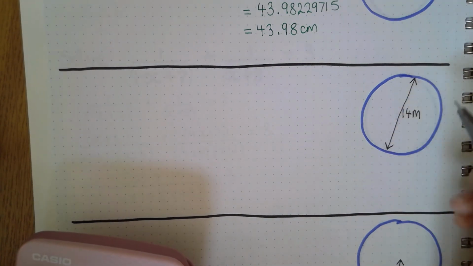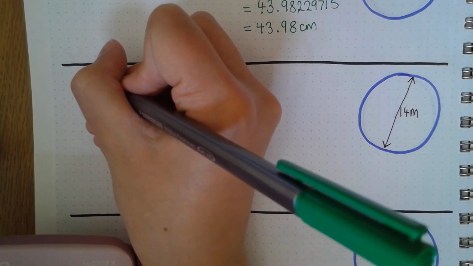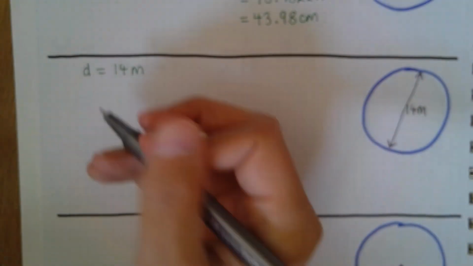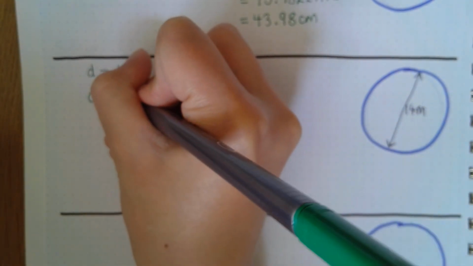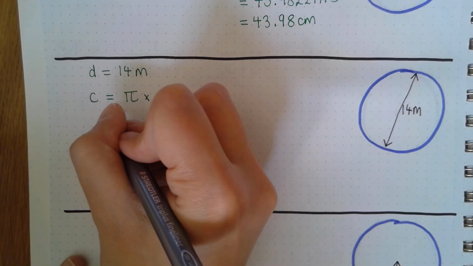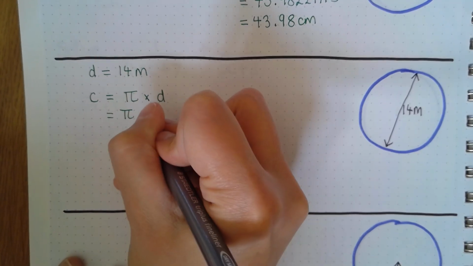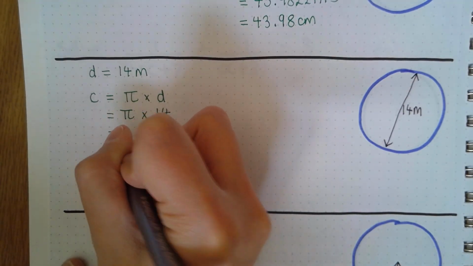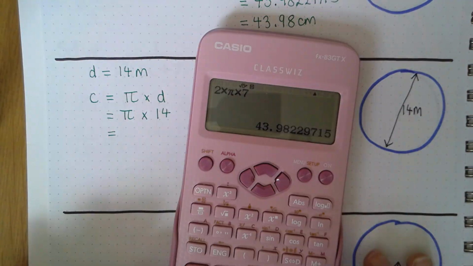So it's 14 meters is our diameter. So D is equal to 14 meters. The formula that has D in, is C equals pi times D. The pi stays the same and D is 14. So I can just type that in my calculator.